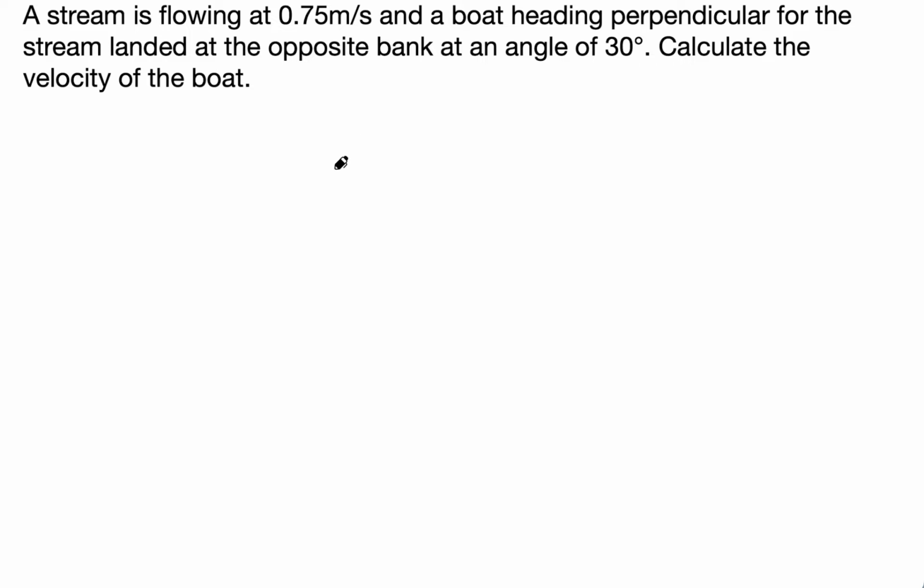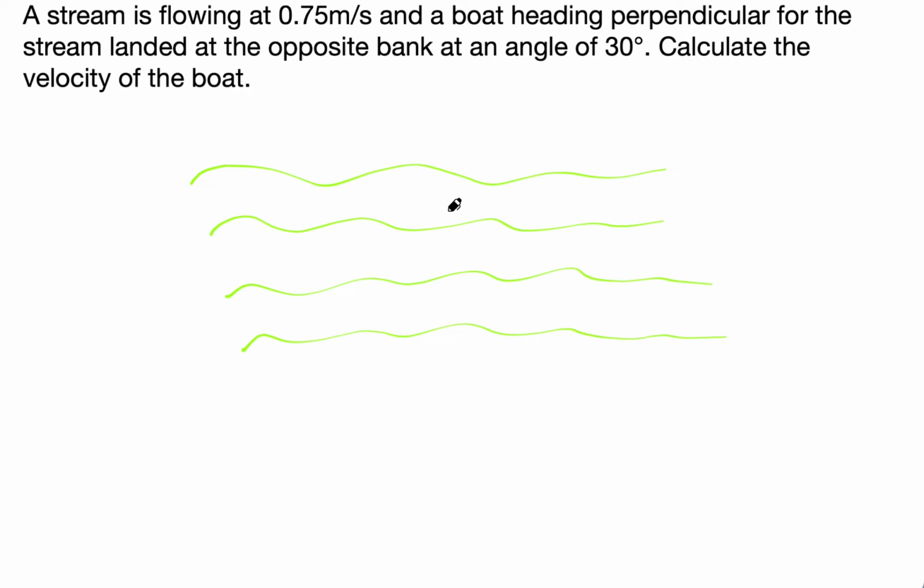Now, there are two velocities that this boat has. Let's draw the stream. So let us say that this is the stream. And we can put a direction such that the stream is flowing in this direction, and the rate at which it is flowing is 0.75 meters per second.